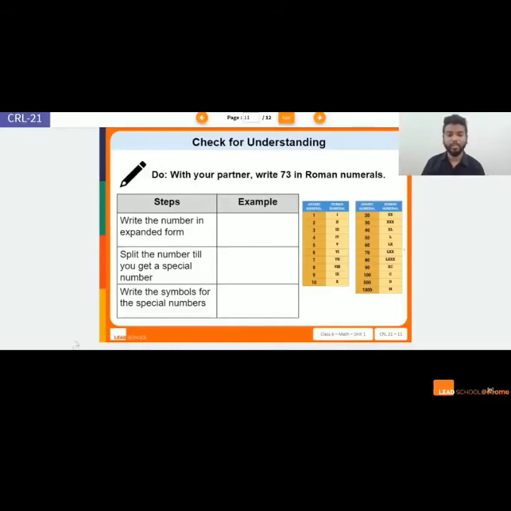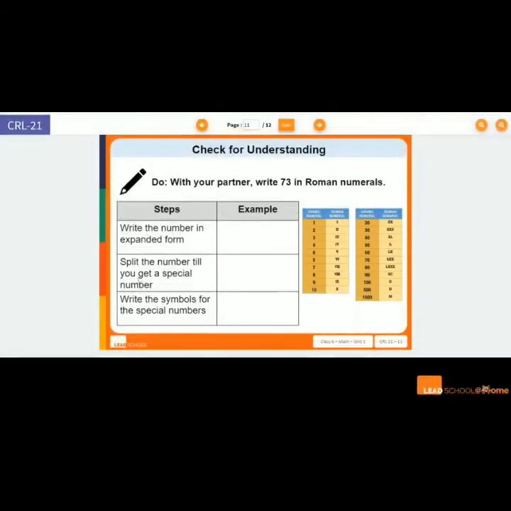Take quick 2 minutes to solve this problem. We'll follow the steps. First, we'll write the number in its expanded form. Then we'll split it in a way that I will find the symbols that match it, and then I will write the symbols, the Roman numerals, here. You have 2 minutes to solve this.